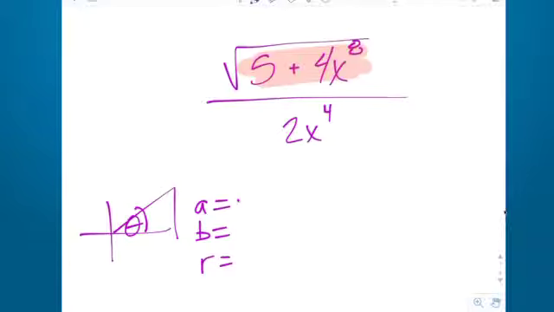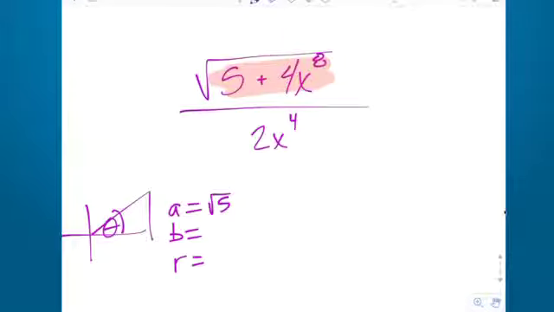The square root of 5. Yeah, it doesn't have to be a perfect square. What would B be? 2x to the 4th. Good. It's the square root of 4x to the 8th. And what would R be? The whole thing. Good. Excellent.